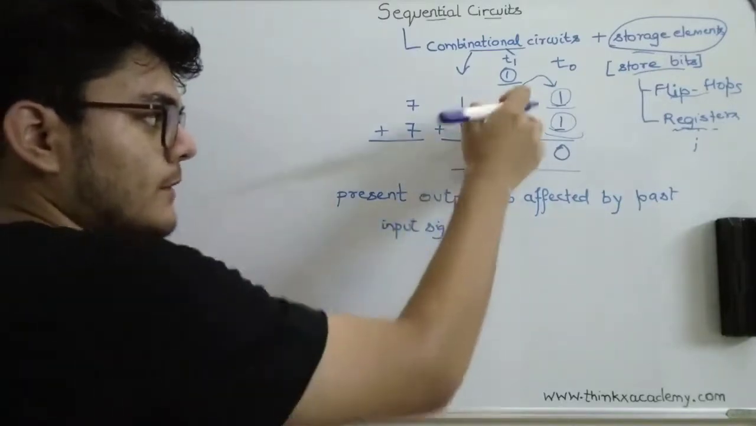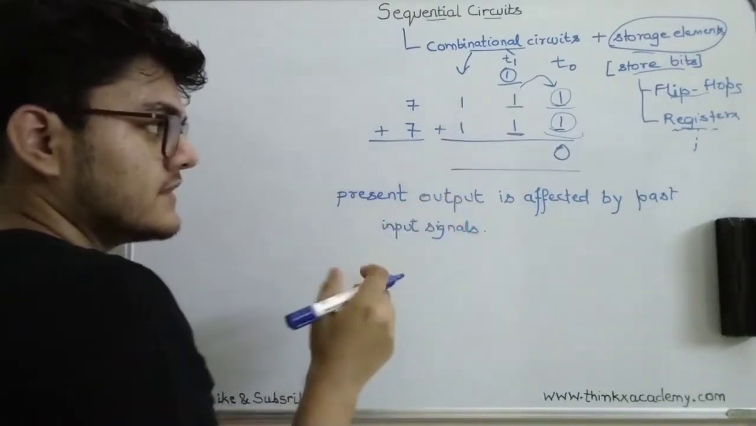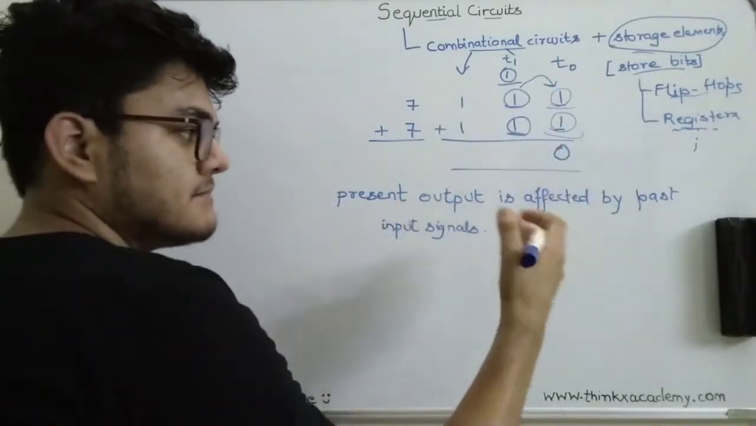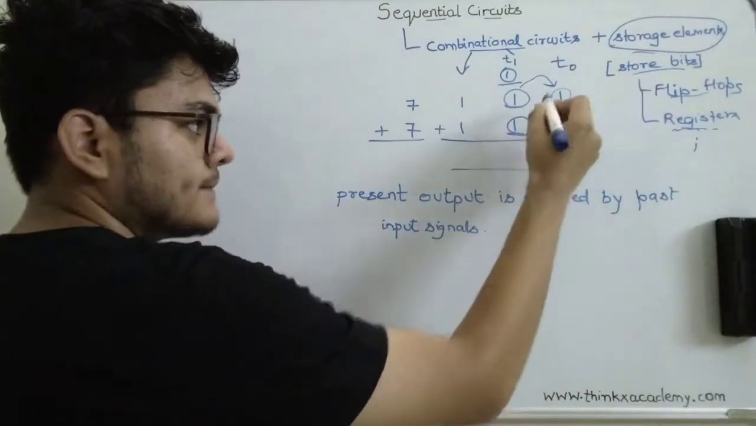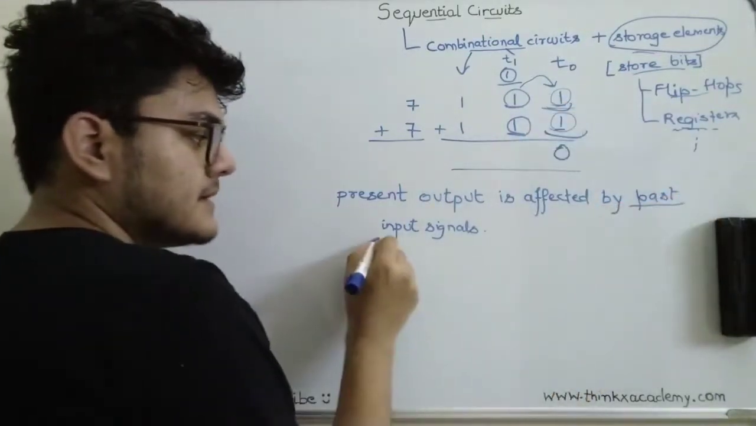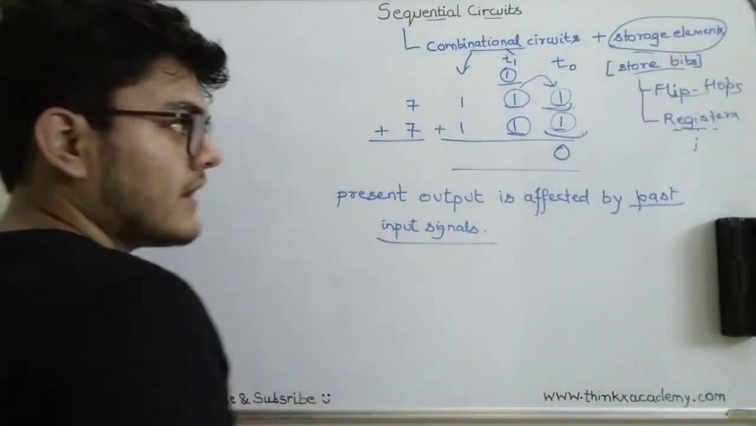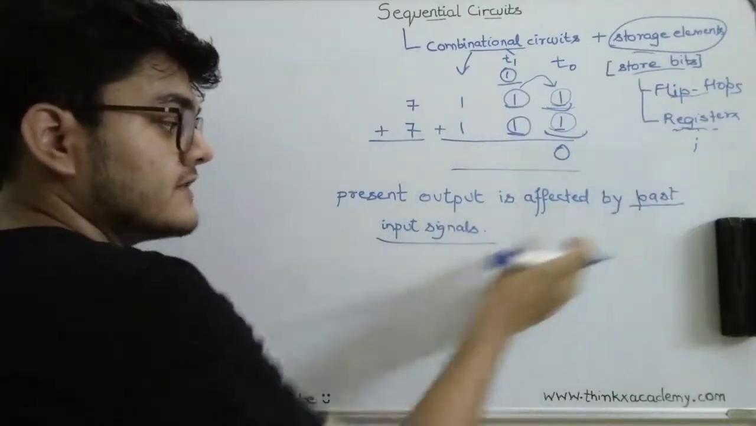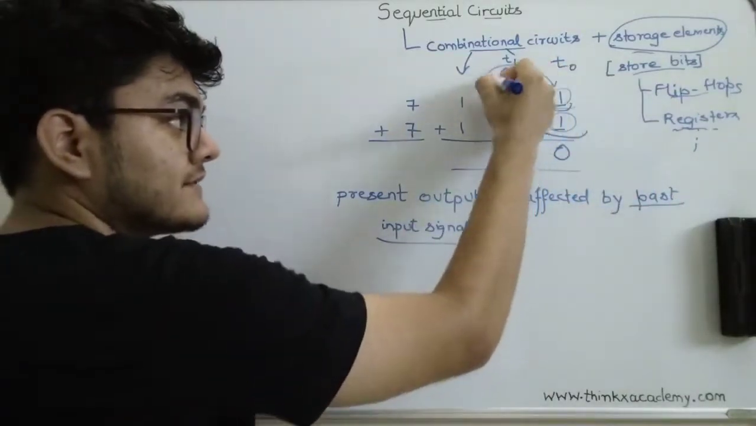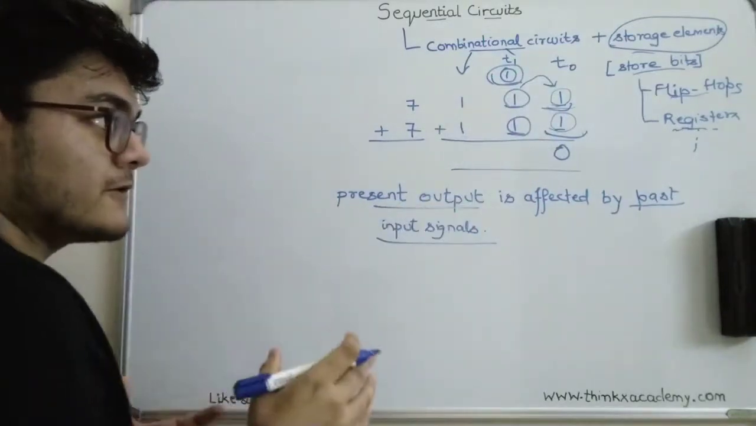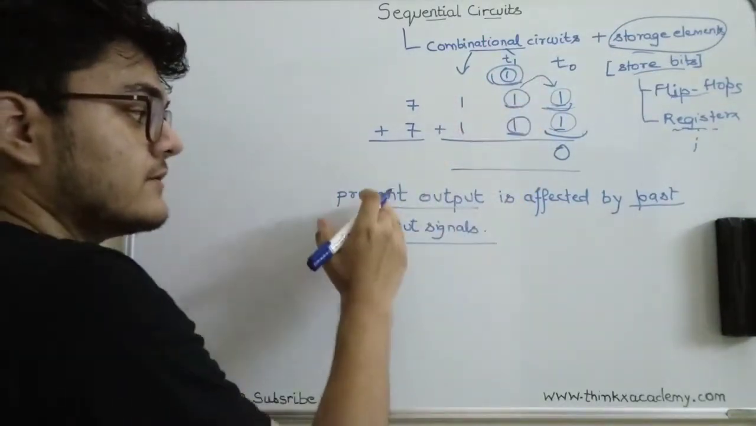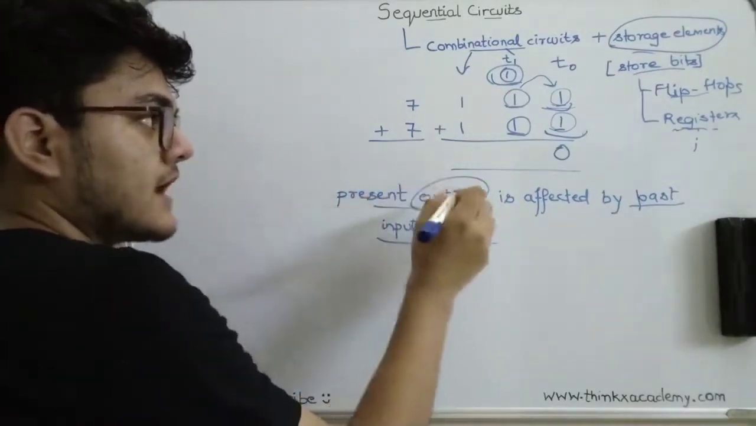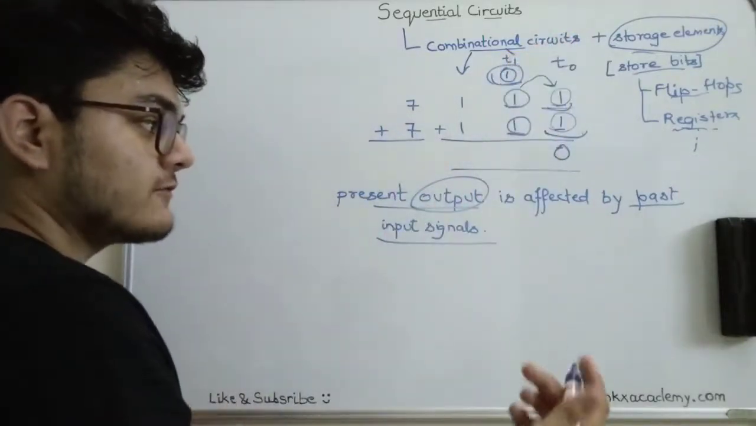Right, so if we want to obtain the present output, we are concerned with the present input signals. When the present output is affected by the past input signals, we need to store these past input signals in some storage device or storage element, so that we can pass the output of these past input signals to the next present input sequence of bits to obtain the present output. And present output just basically means output at some instance of time.